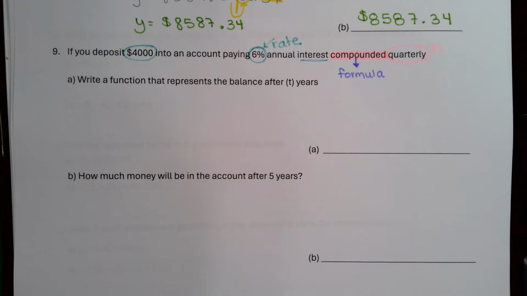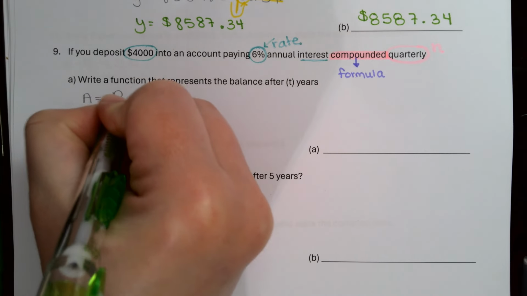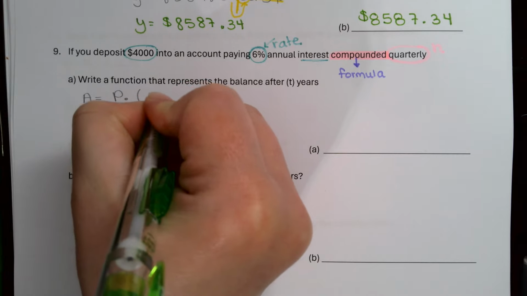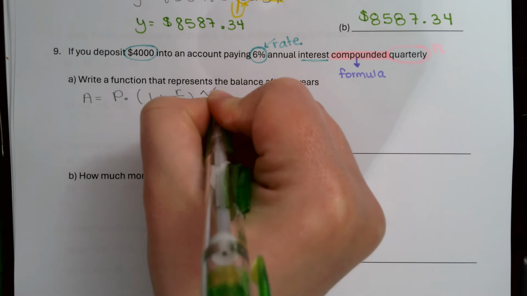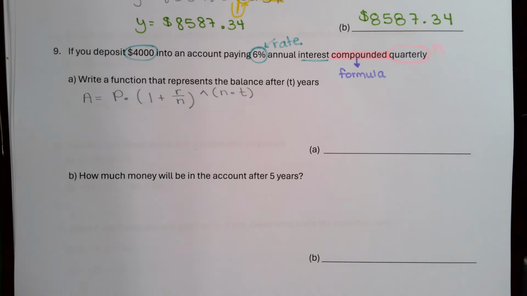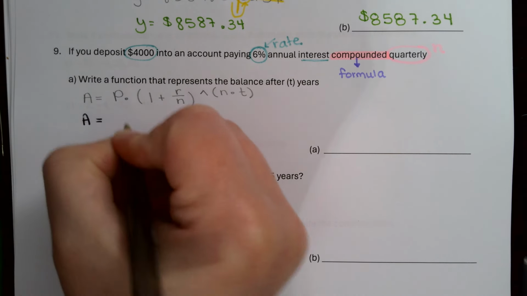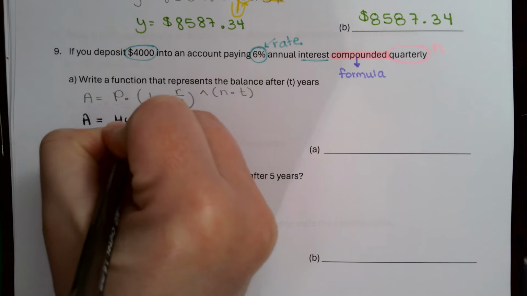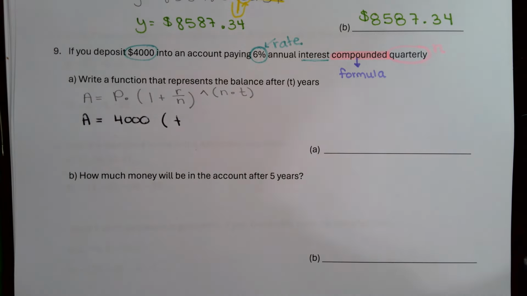Okay. Write a function that represents the balance after t years. So let's start out by writing out the compounded formula. A is equal to P times open 1 plus R over N, close it, caret, open N times T. A is your final answer. This is your after amount. P is your starting amount at 4,000. 1, oops, that should be a 1, not a T.